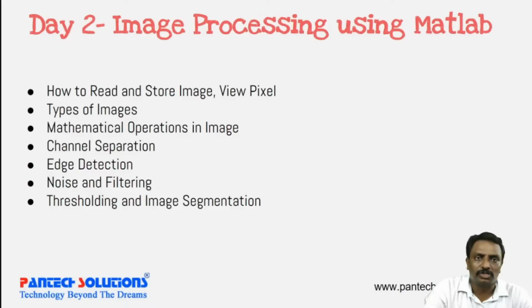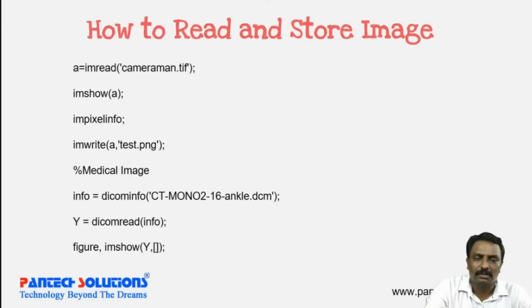So I'll try to reduce the speed today. Let us go into Matlab. So, how to read and store images? In this example, the first line is a equal to imread of cameraman.tiff. In this, we are reading an image into a variable a. That will convert the image to pixels. The TIFF is a file format, tagged image file format.